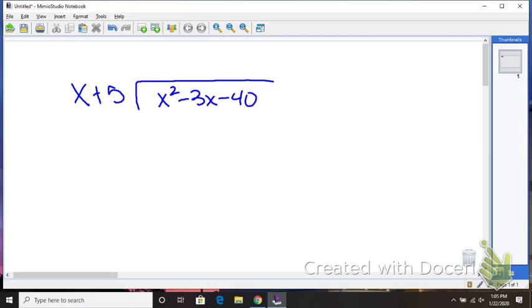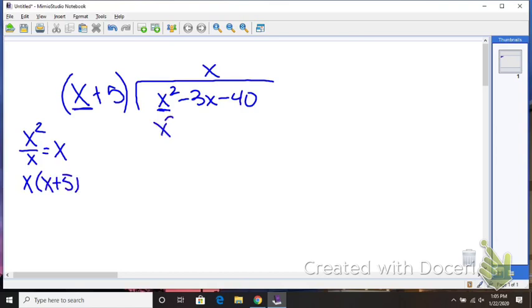Okay, so we're taking our first term here, and what are we going to divide everything by? x, because that's what's out front. So I have x squared divided by x, and what is x squared divided by x? x. Just x. And then, now that we've divided, what do we do next? Starts with m. Multiply. We're going to take the x and multiply it by this whole thing. So x times x plus 5 should give me x squared plus 5x.